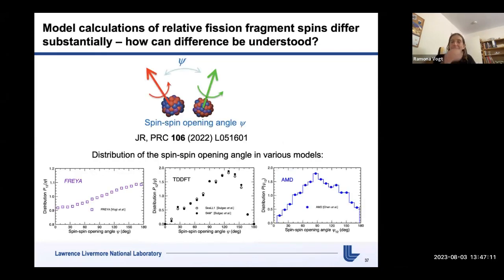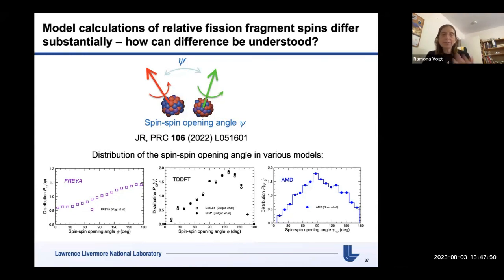I mean, at the Seattle workshop last year, we had three different spin opening angle correlations. There was FREYA, which was pretty weak, based on our normal modes and the nucleon exchange mechanism. And then we had Bulgac and collaborators' time-dependent density functional theory, which had a very strong correlation that was peaked at pretty high angles. And then you had what's known as asymmetric molecular dynamics, which is peaked around 90 degrees.